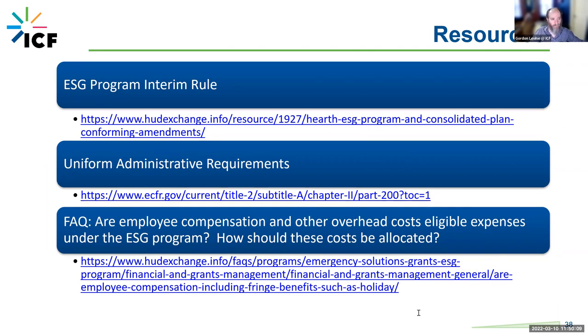But resources in front of you. These are three pieces that we highlighted throughout the process. Obviously, the ESG interim rule is the foundational document of the work that we're doing here. The uniform administrative requirements, or 2 CFR 200, are where we're looking for our cost principles. And finally, there is the FAQ that we looked at around employee compensation, overhead eligibility and allocation. It's useful to reference. And I think that takes us into our Q&A for the day.